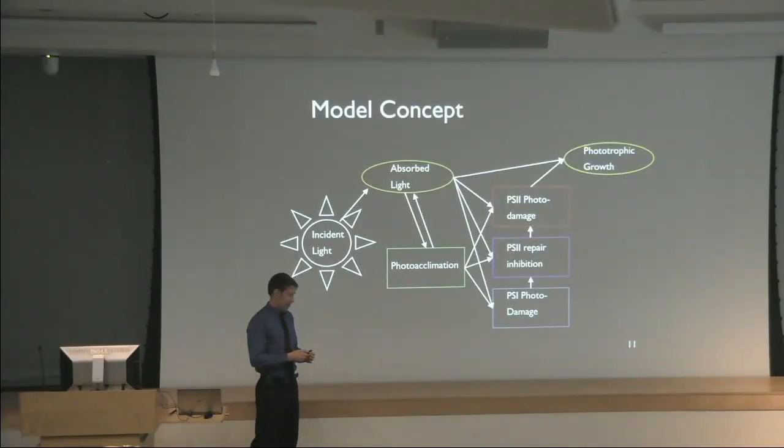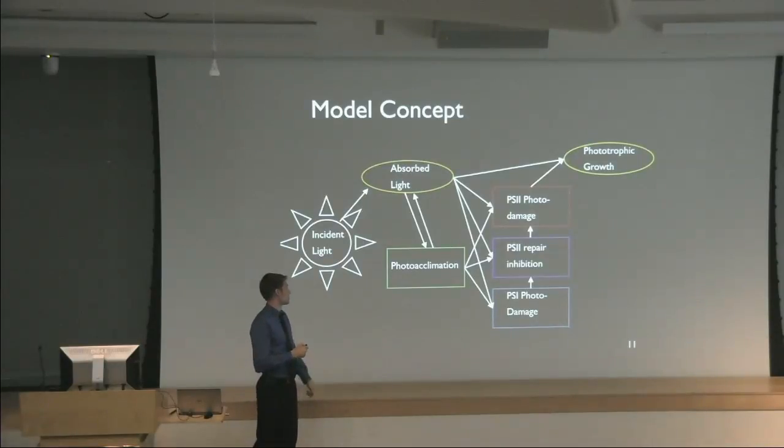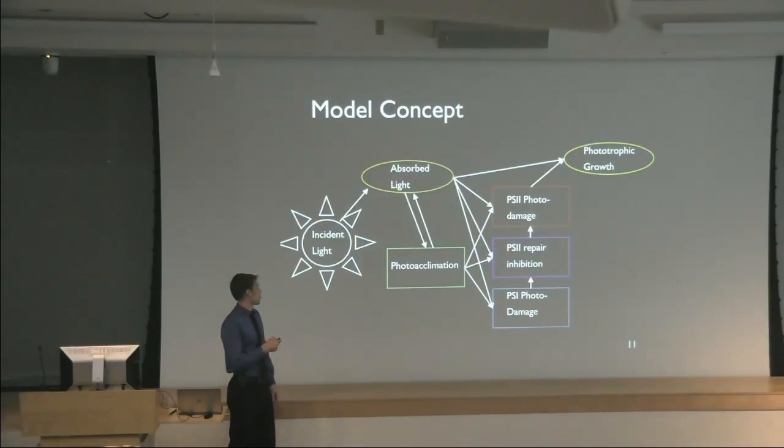So this is a flow diagram of the model that I developed. You'll see that each of the state variables is here, and later when I show you plots of these variables, I keep these colors consistent. But basically, the way the model works is that the pool of absorbed light is dependent on both the photoacclimated state and the incident light intensity. Then photoacclimation changes in response to how much light is absorbed.